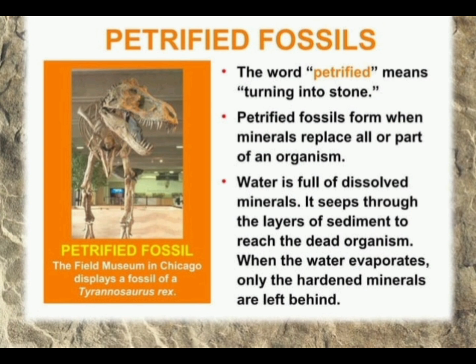Petrified fossils form when minerals replace all or part of an organism. Water is full of dissolved minerals. It seeps through the layers of sediment to reach the dead organism. When the water evaporates, only the hardened minerals are left behind. In this petrified fossil, we see the Field Museum in Chicago.